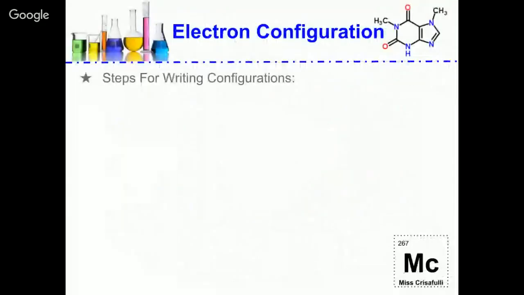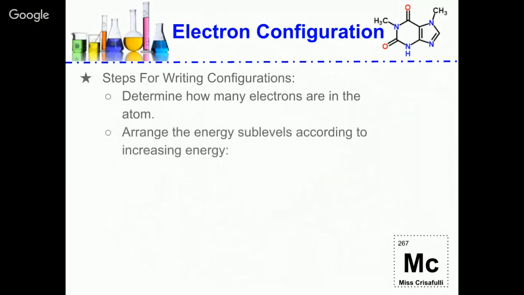So when you're writing electron configurations, you want to remember these steps. First, you're going to determine how many electrons are in the atom. Then you're going to arrange the energy sublevels according to increasing energy. So it'll go 1s, then 2s, then 2p, 3s, 3p, 4s, 3d, and so on and so forth. Again, look at the triangle diagram that shows exactly where everything needs to go.